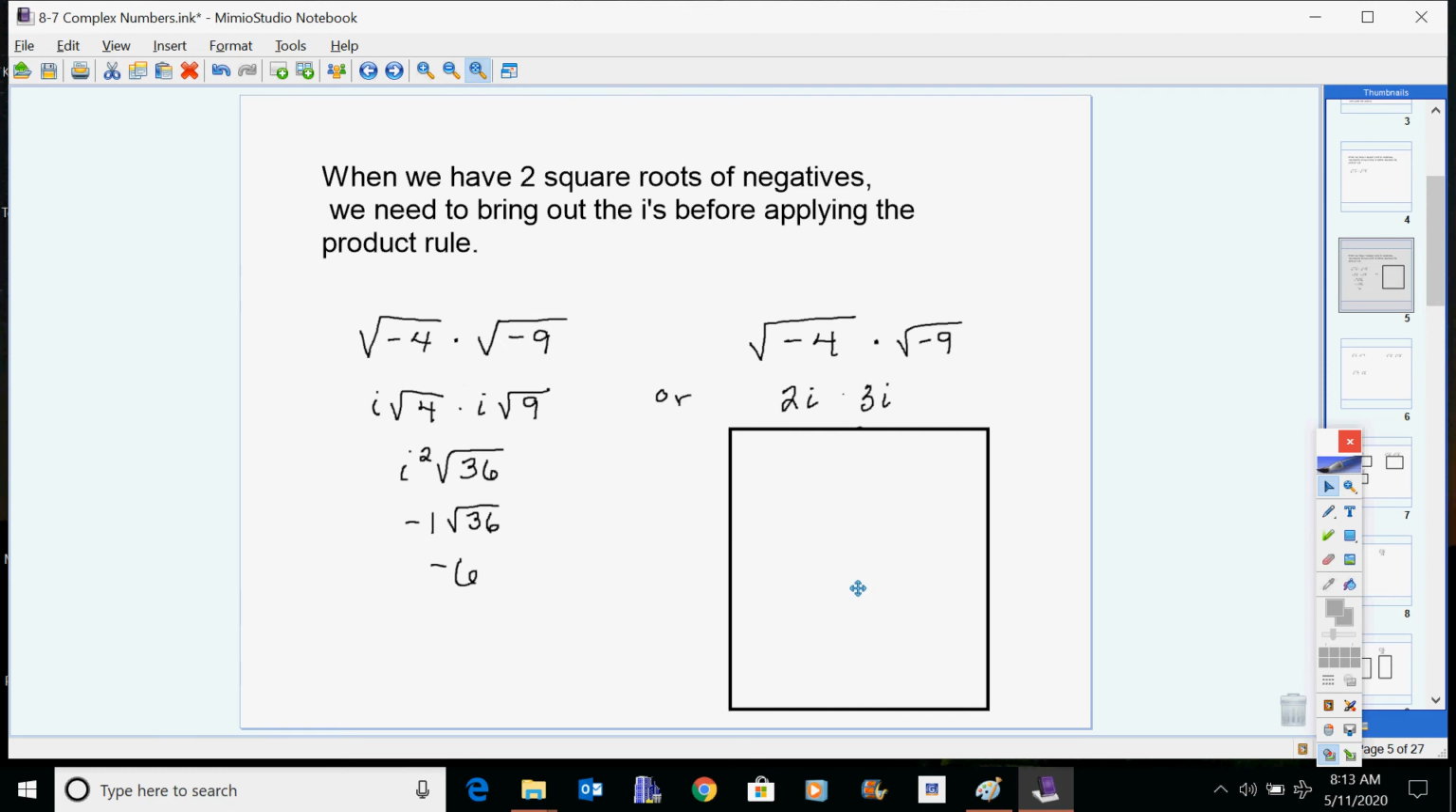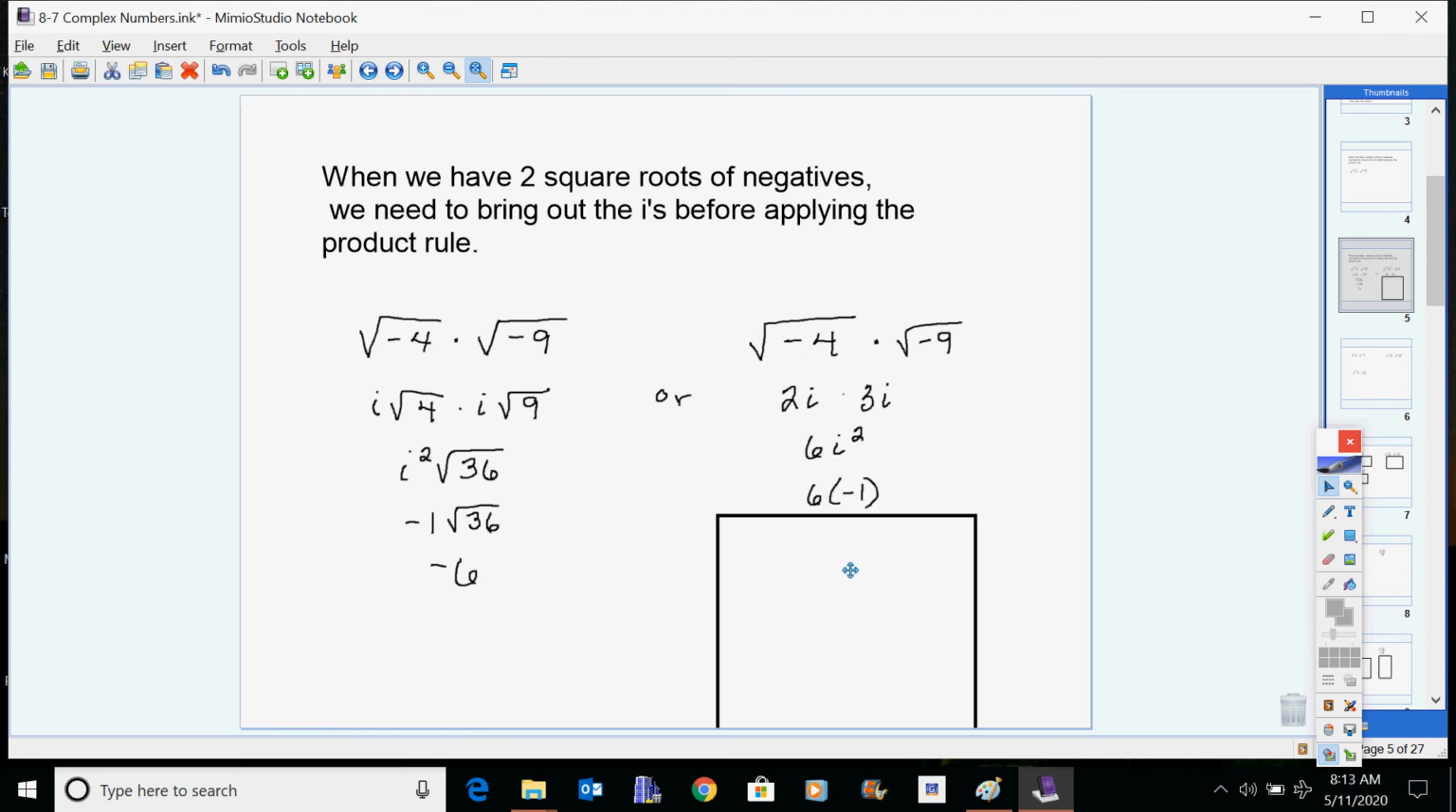Or you can do this like this and simplify each one first. This one's 2i, this one's 3i, which gives you 6i squared, which once again, when you replace the i squared with -1, you get -6. So whichever is more convenient. Now in this case, it was probably a little more convenient to simplify first, because both of these are perfect squares with the negative. But in other cases, it may not be just as simple to do it that way. So let's take a look at some more examples.